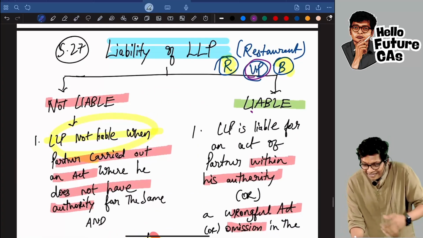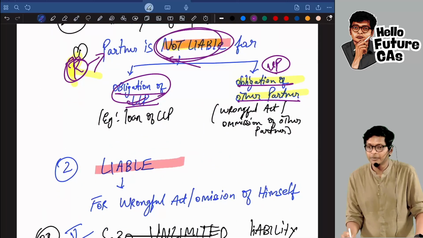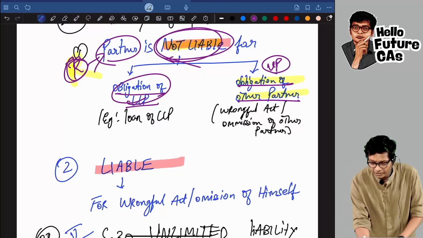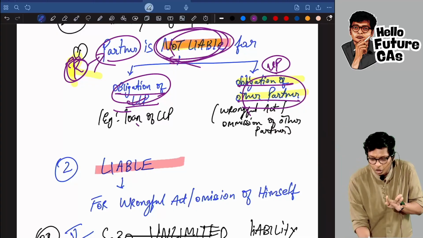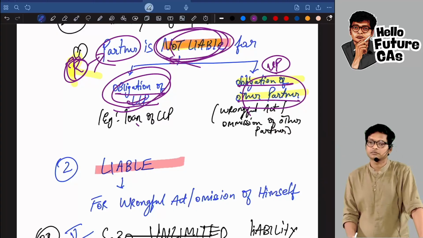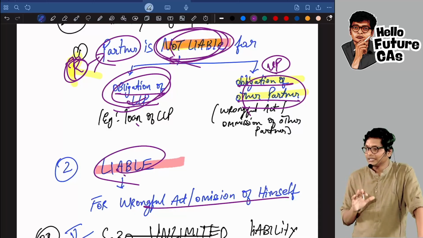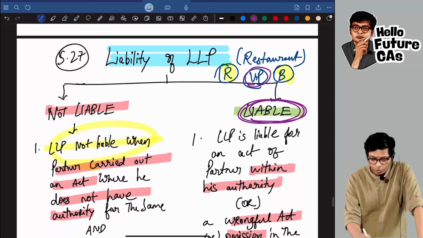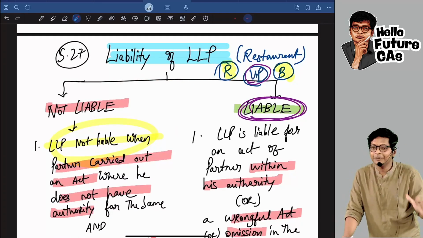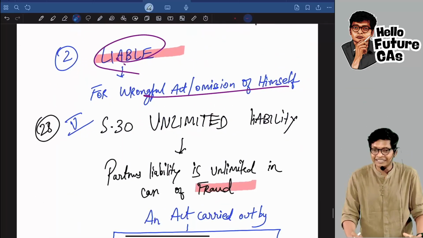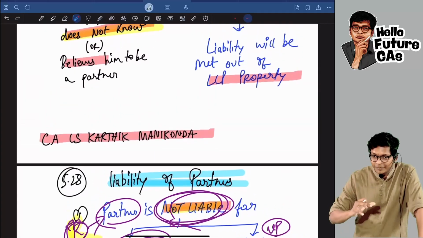Wherever the LLP is liable, why would the partner be liable? The partner is not liable. So a partner is not liable when the liability is of another partner or of the LLP. Are you getting it, guys? I am liable when it's for my own act. Clear? Easy. I have simplified these notes. You will actually appreciate this when you go read the study material. When you have time, go read it, and then you will appreciate these notes. Otherwise you'll say, sir, you just wrote in some color. No, it's not about the color, it's about how simplified I'm giving it to you.